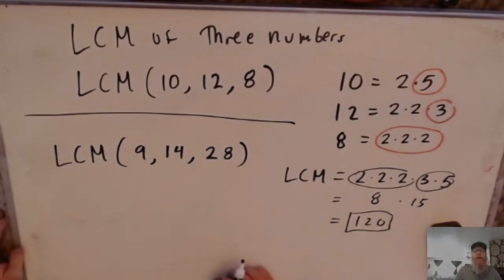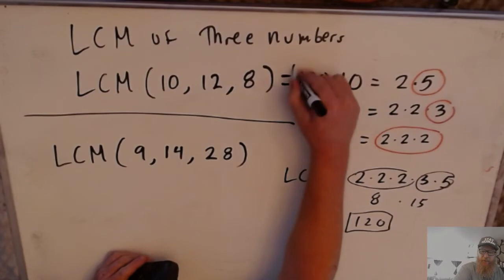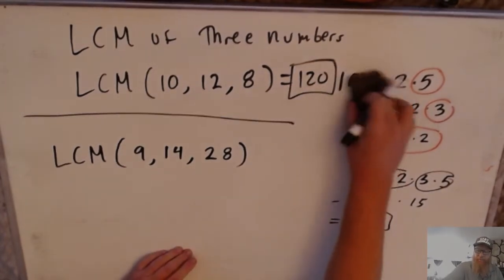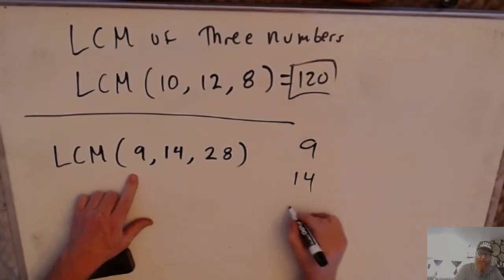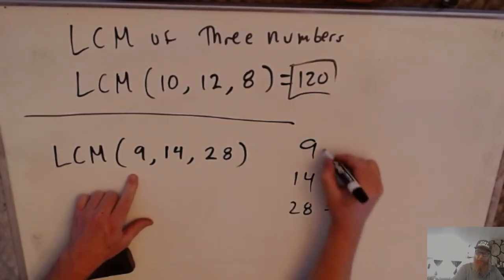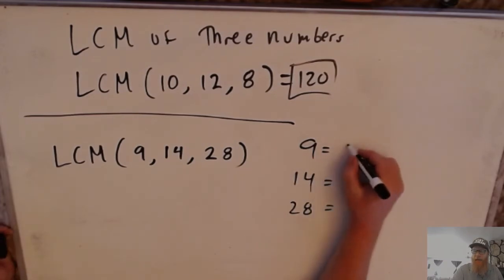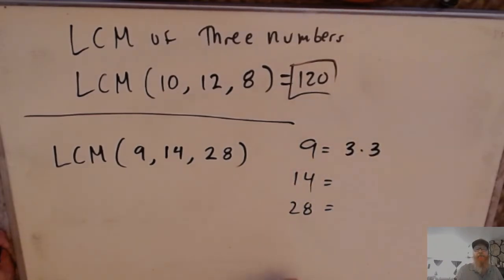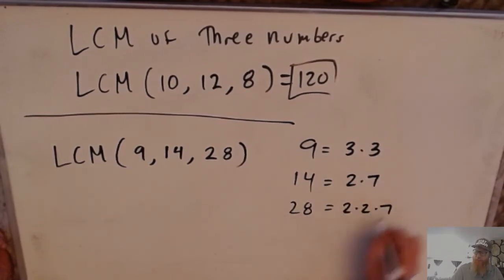The LCM of 9, 14, and 28. I think I meant to say 27, but I'm going to go with 28 since it's already out there. So we got 9 is 3 times 3. 14 is 2 times 7. 28 is 2 times 2 times 7.